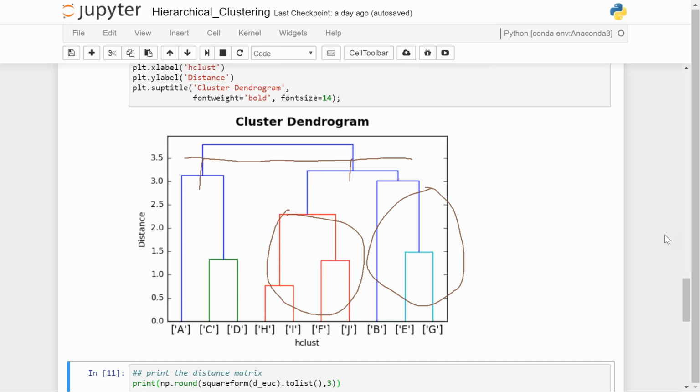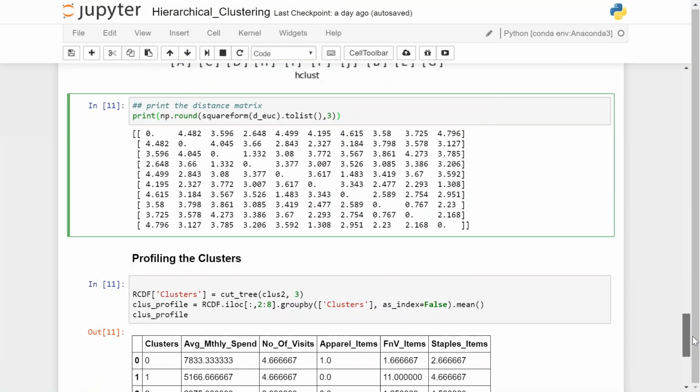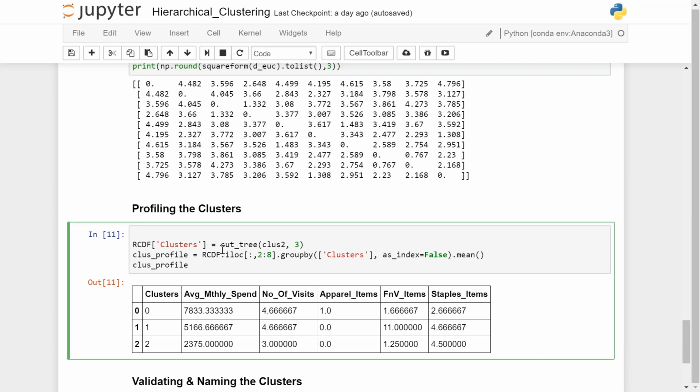From this, we would take a call that we require 3 clusters. Now, having done that, I would like the data to come into my data frame table, each row labeled whether it is part of cluster 1, cluster 2, or cluster 3. So here, the cutree function is used. We use cluster2 and then 3.